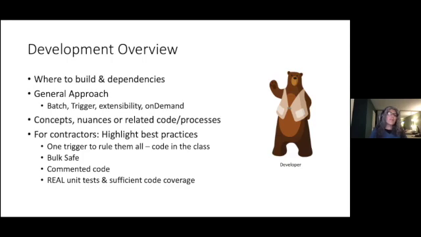So what might they not know about the data model from the end user's perspective that might inform how they go about programming? And then, for contractors, I wouldn't do this to your inside team, but this is a really important place to highlight your expectations of best practices. The one trigger rules them all, right? Don't put your code in a trigger. Your code needs to be bulk safe. You need to comment the code, and we want real unit tests with sufficient code coverage.